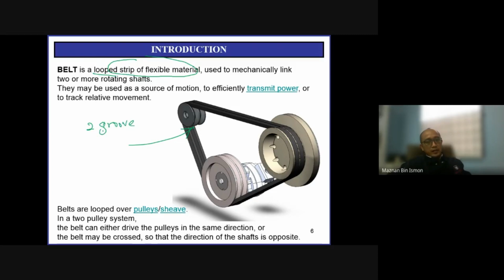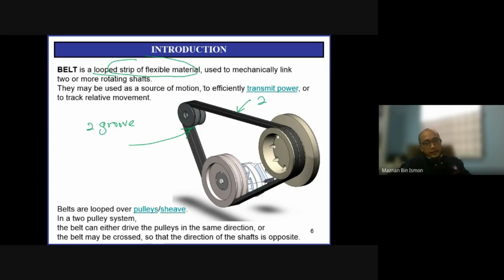G-R-O-O-V-E. Groove maksudnya the so called longkang, groove. So dia ada two grooves over here, so belt pun ada dua. Each belt akan duduk pada each groove. So ada pulley yang ada satu groove, dua groove, tiga and so on lah. It depends on the torque yang dia nak transfer to the another shaft lah.